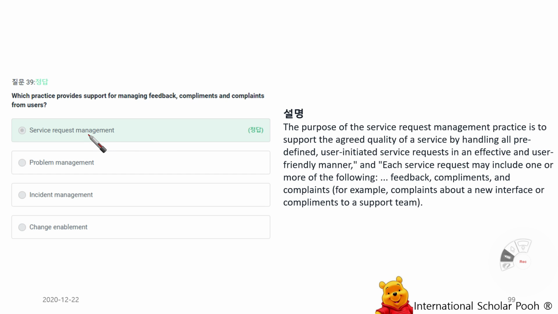Which practice provides support for managing feedback, compliments, and complaints from users? Service request management. The purpose of the service request management practice is to support the agreed quality of service by handling all the predefined user-initiated service requests in an effective and user-friendly manner. Each service request may include one or more of the following: feedback, compliments, and complaints. For example, a complaint about a new interface or a compliment to the support team.